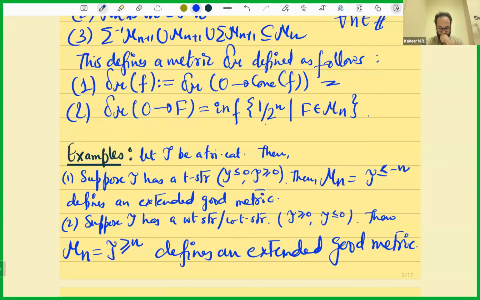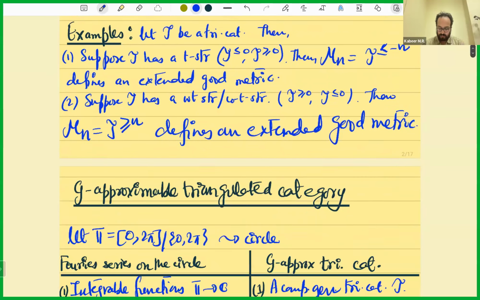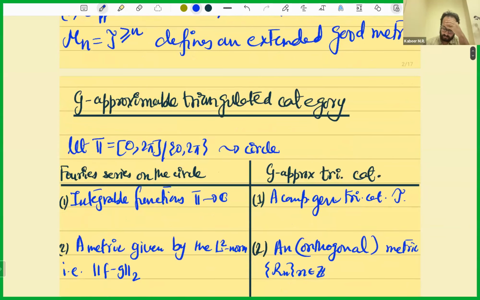All right. So with this, I want to move on to the definition of G-approximability. But before I get into the formal definition, I'd like to give an analytic analogy, just to motivate this notion. So the analogy is with Fourier series on the circle, and the circle I'm denoting by this.